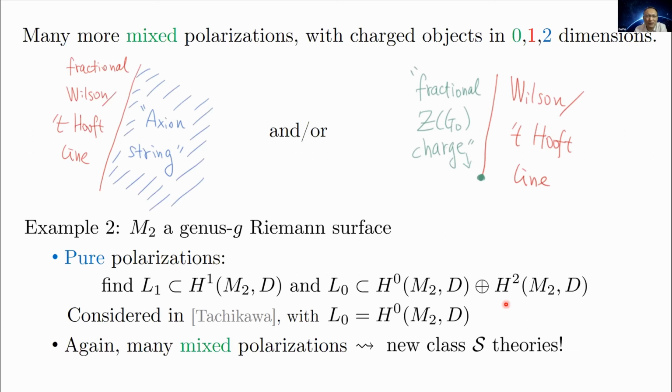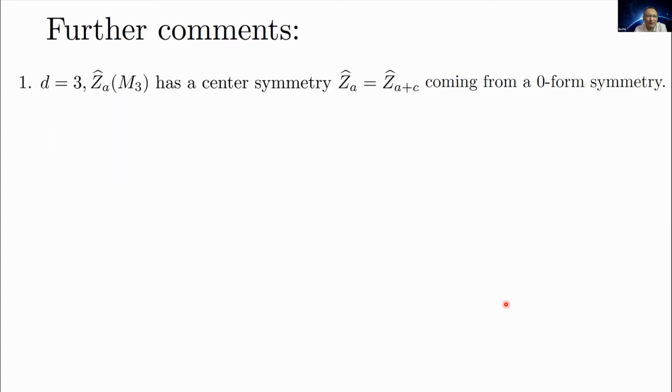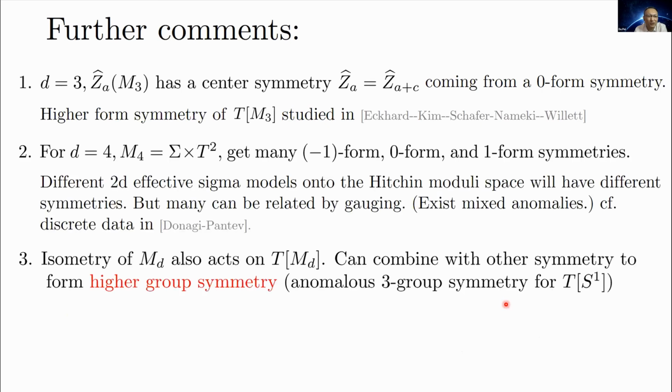So I think I'm running out of time. So I only have a few quick comments. Two comments are about compactification in 3 and 4 dimensions. The third comment is about isometry of MD. I didn't discuss this, only discussed the mapping class group action, but they're also interesting and they act in a very non-trivial way. Sometimes they act in a way that combines with other symmetry to form a higher group symmetry. Even for compactification on S1, you can actually have an anomalous 3-group symmetry. There are many more comments, but since I'm over time, thank you.